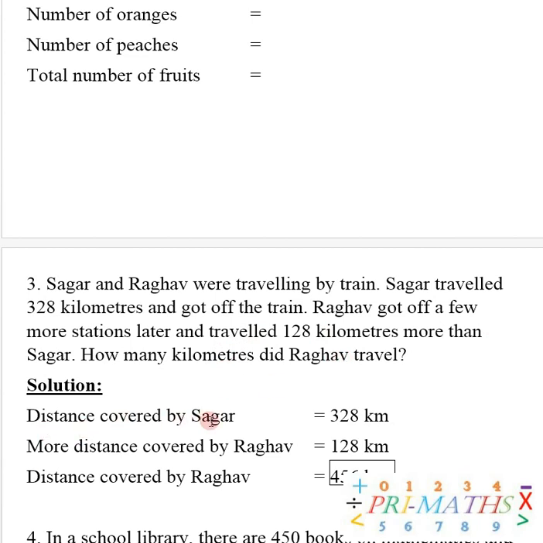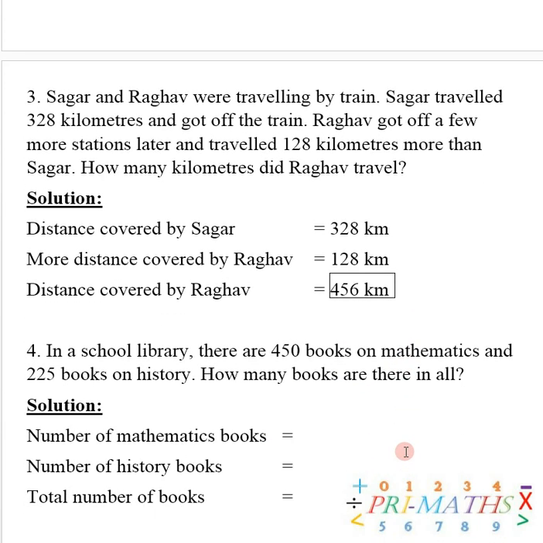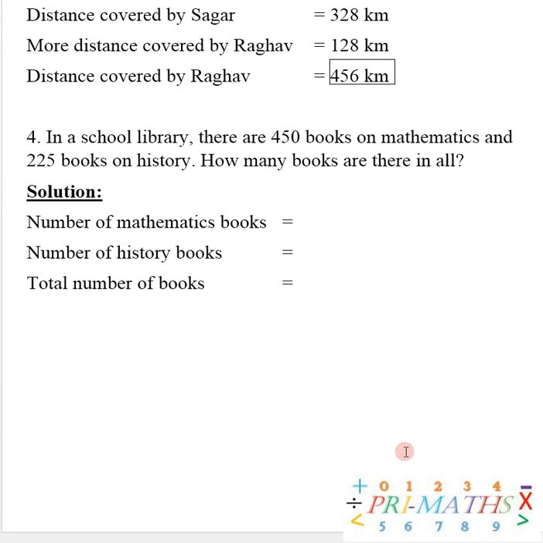First you write the distance covered by Sagar, which is 328 kilometers. More distance covered by Raghav is 128 kilometers. Add both these numbers, then you will get the total. 8 plus 8, 16. 6 is written and 1 is going to be carried over. So 2 plus 2, 4. 4 plus that 1 will become 5. And 3 plus 1 will become 4. So 456 kilometers in total Raghav traveled, right?